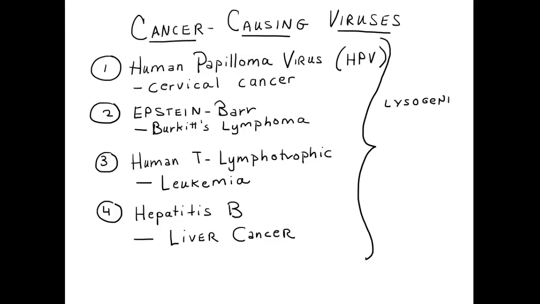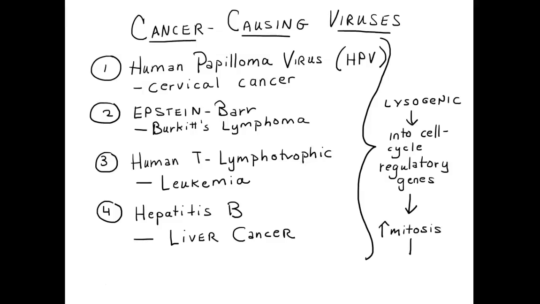And so all of these cases involve the virus entering the cell and then going into the lysogenic phase. But what's happening is it's usually inserting itself into regulatory genes of the cell cycle and mutating those genes. There are many genes that are involved in controlling the timing of mitosis. And if a virus is creating a mutation in that, that can lead to uncontrolled mitosis. And then if a cell keeps dividing, it can then become a tumor, which eventually becomes a cancer.